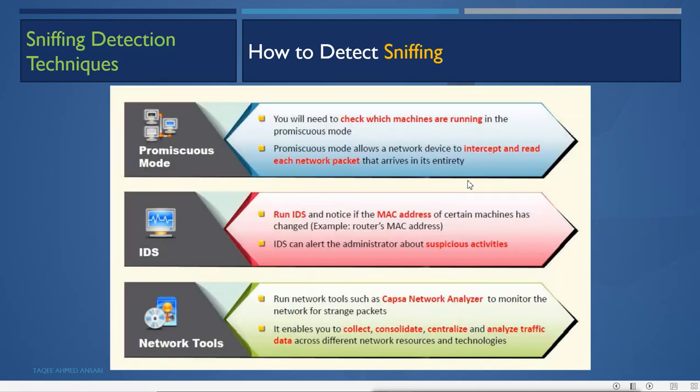How to detect the sniffing? Now you will need to check which machines are running in promiscuous mode, because when an attacker wants to sniff the data, it will use the network interface in promiscuous mode. Now promiscuous mode allows a network device to intercept and read each network packet that arrives in its entirety. That means it opens the packet on the data link layer.